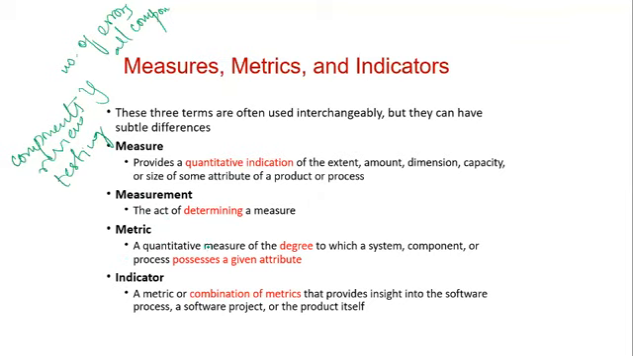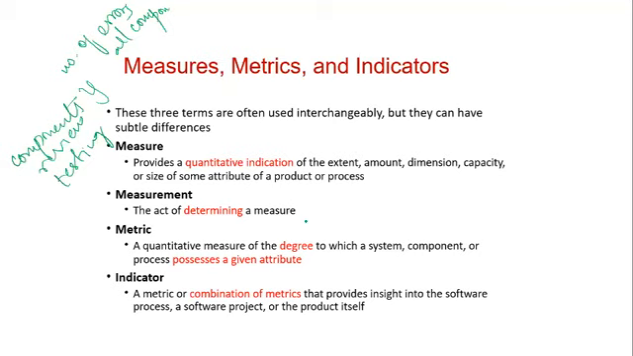Then the metric is a quantitative measure of the degree to which a system, component, or process possesses a given attribute. So metric can be defined again as a quantitative measure, and metric allows a software engineer to identify if the efficiency is going to improve the quality of the software product or not.